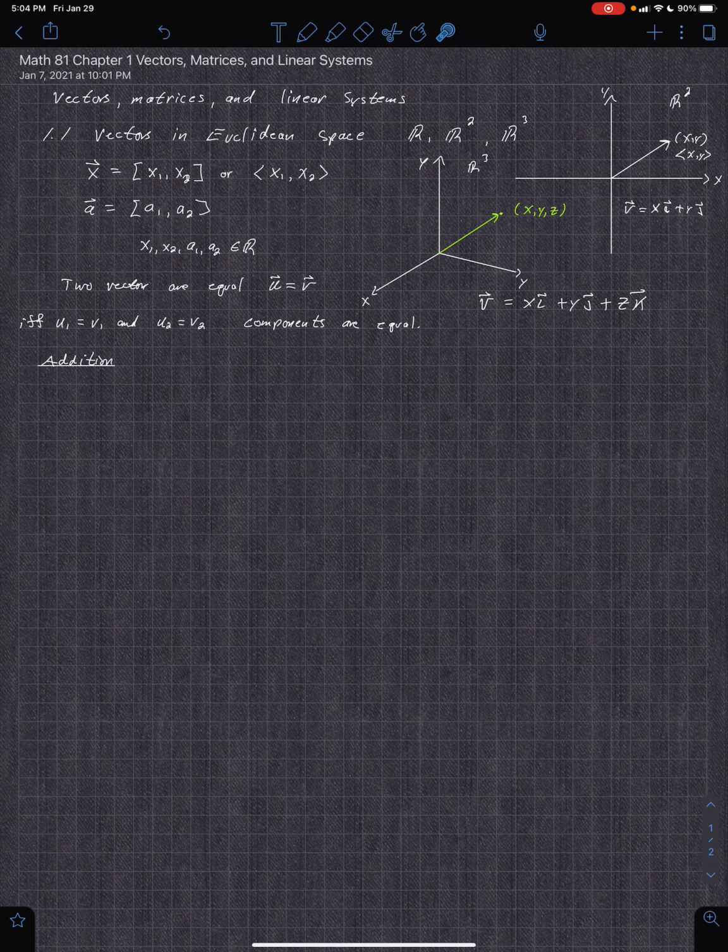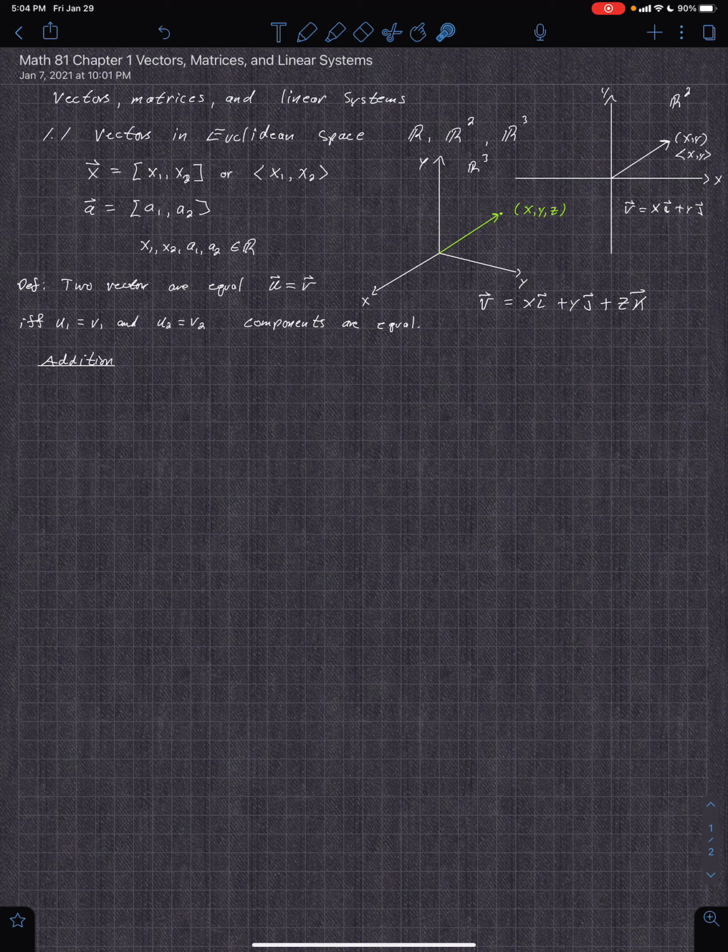Then let's get into some definitions. So two vectors are equal. U is equal to V if and only if U1 is equal to V1 and U2 is equal to V2. So basically, the components are equal. That's the idea. If the components are equal, the vectors are equal. That's by definition, it should make sense.